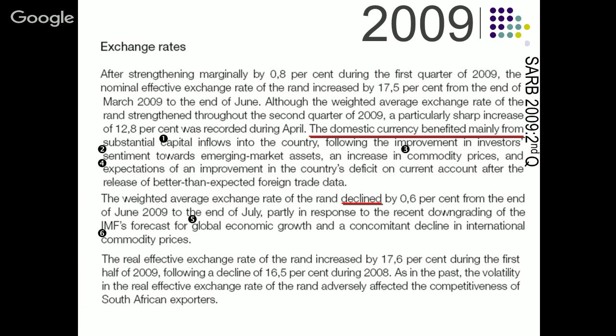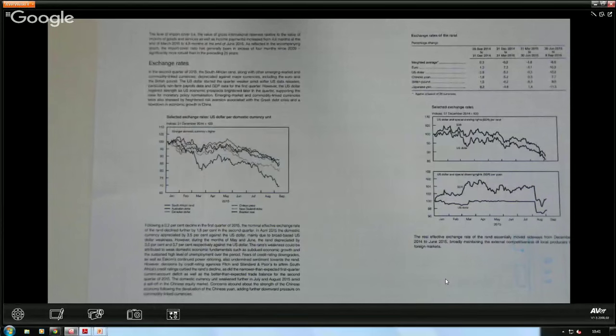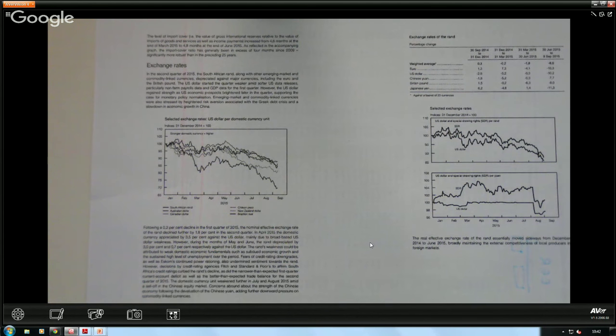I want you to number, listen to what you need to do, on the document that you find in the Economic Review of the South African Reserve Bank for 2015. See how many numbers you can find of factors impacting, explaining the recent change in the value of the rand. Okay, you know what to do. Just like I did for 2009 and 2011, put little numbers on this page. Now, 5 minutes, let's go.